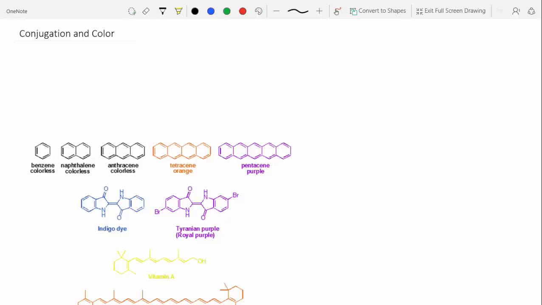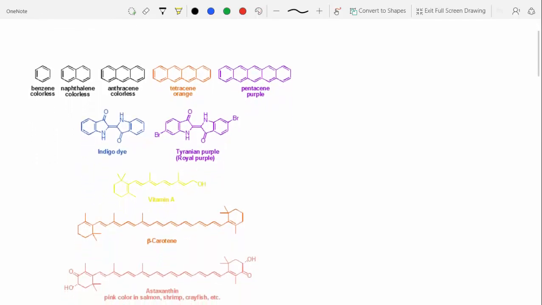And what I've got for you guys is a whole bunch of different acenes. So we've got benzene, naphthalene, anthracene, tetracene, and pentacene. If we look at benzene, benzene's a colorless solution, but once we get into tetracene, it actually goes orange, and once we get into even longer wavelengths, it goes more purple.